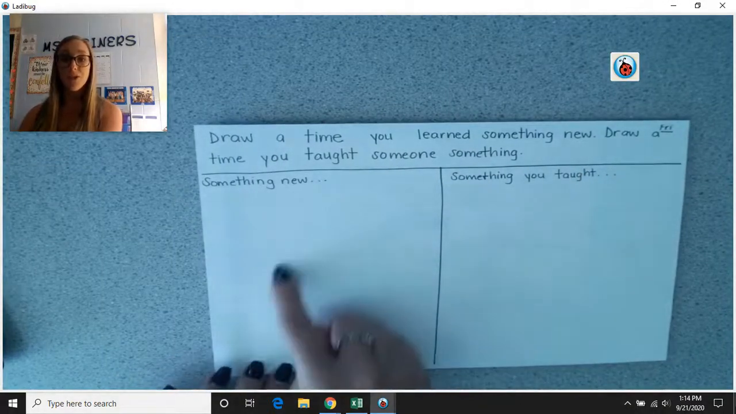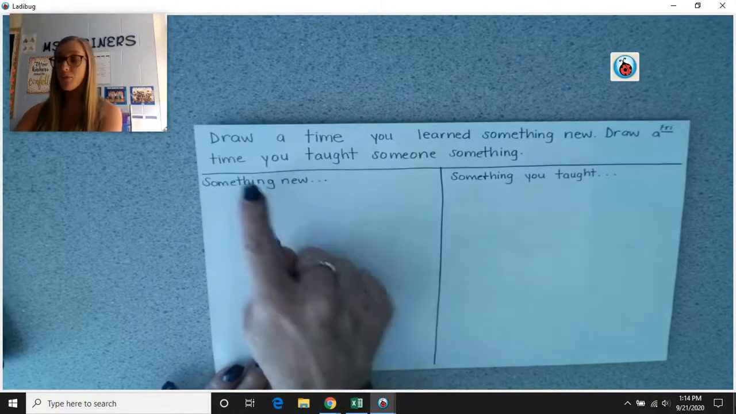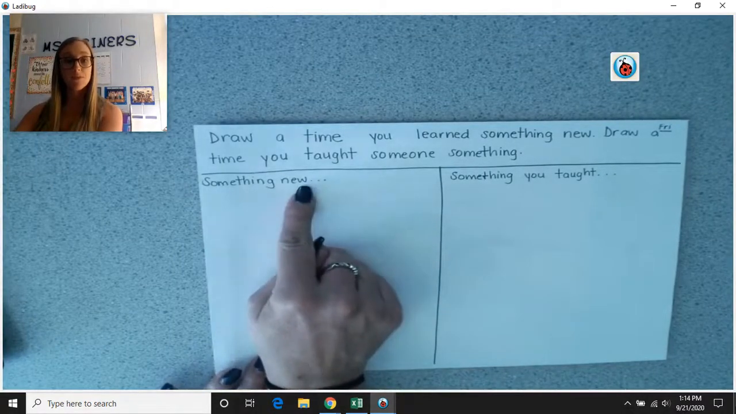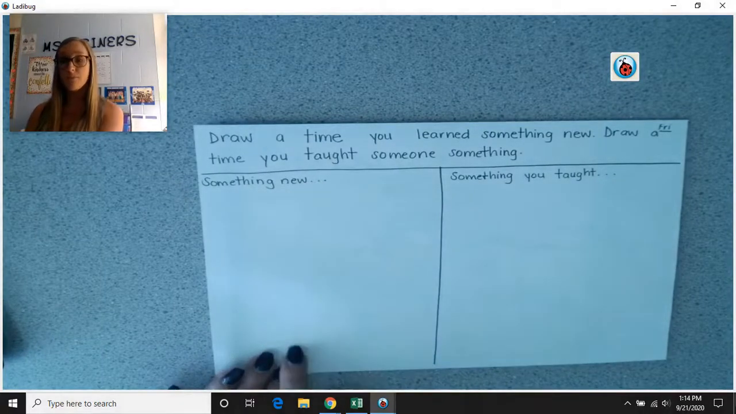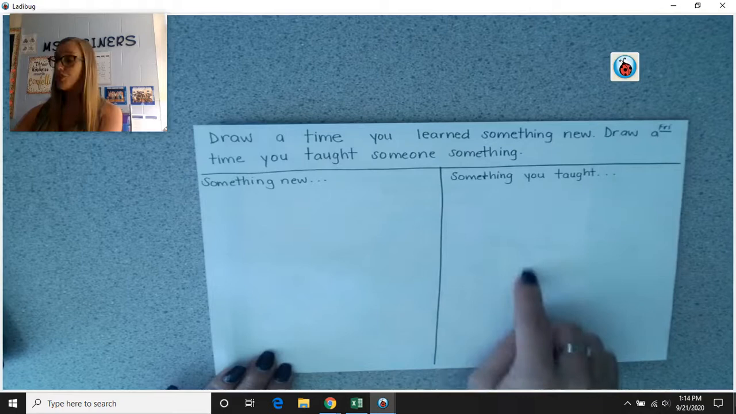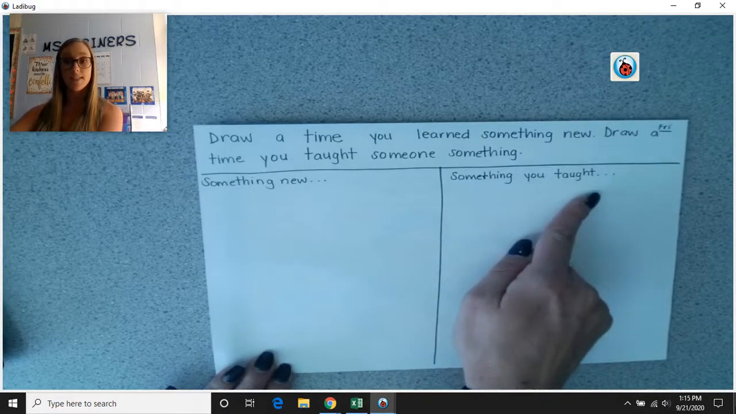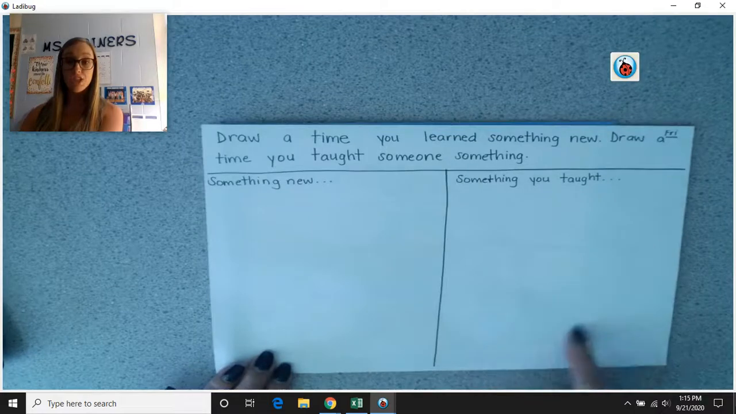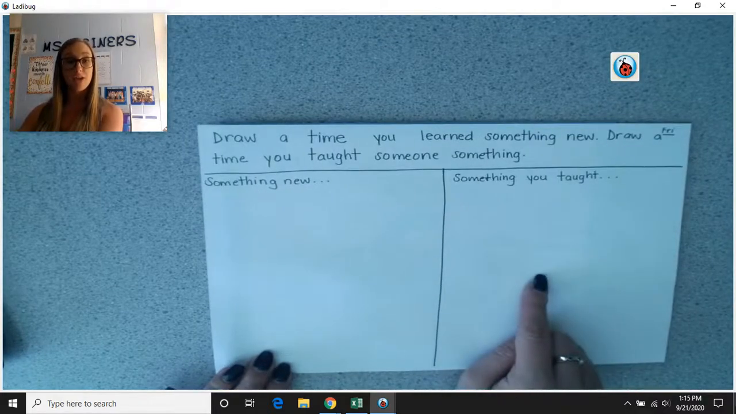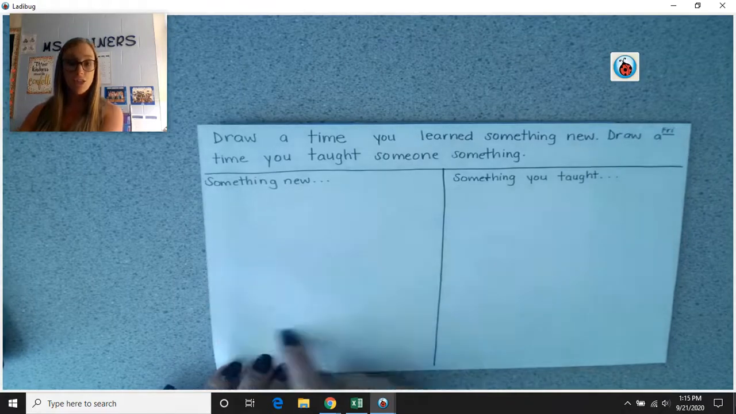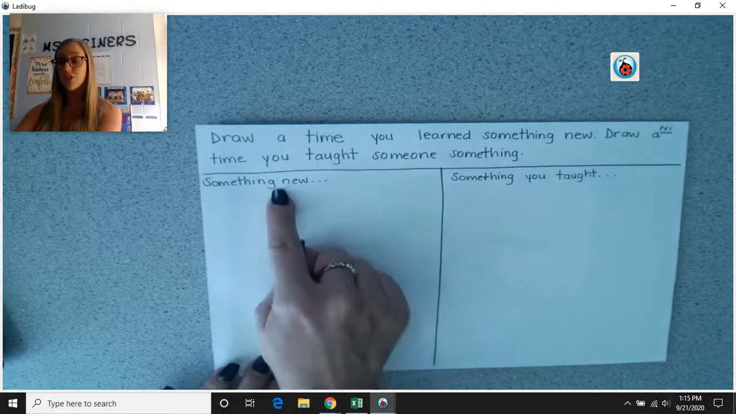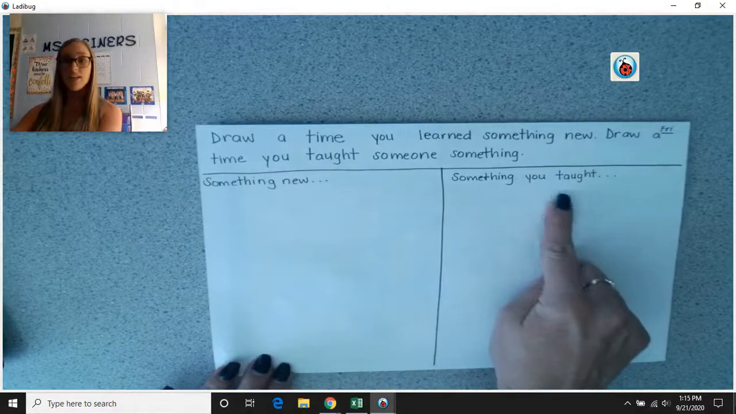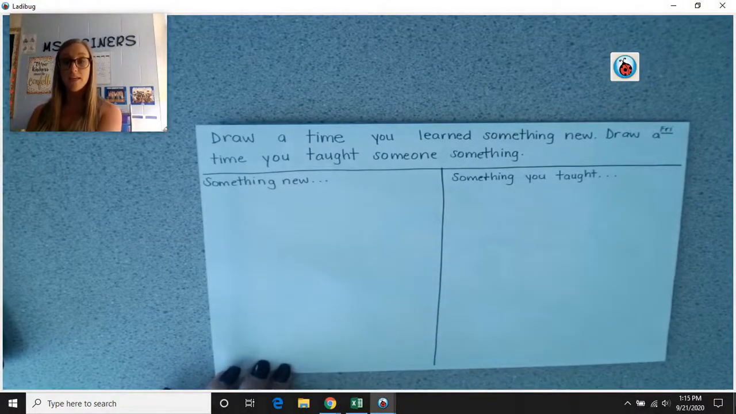So on one side, you are going to draw a picture of a time when you learned something new. Okay, so compared to the story, this would be when Grandma learned how to read. But I want to know a time when you learned something new. Okay, and then on this side, you are going to draw a picture of something you taught to someone. Okay, so for Anna, she would draw a picture of her teaching Grandma to read. And for Grandma, she would draw a picture of herself reading because she learned something new and Anna taught Grandma something. Okay, so instead of being about the story, this is going to be about your real life.